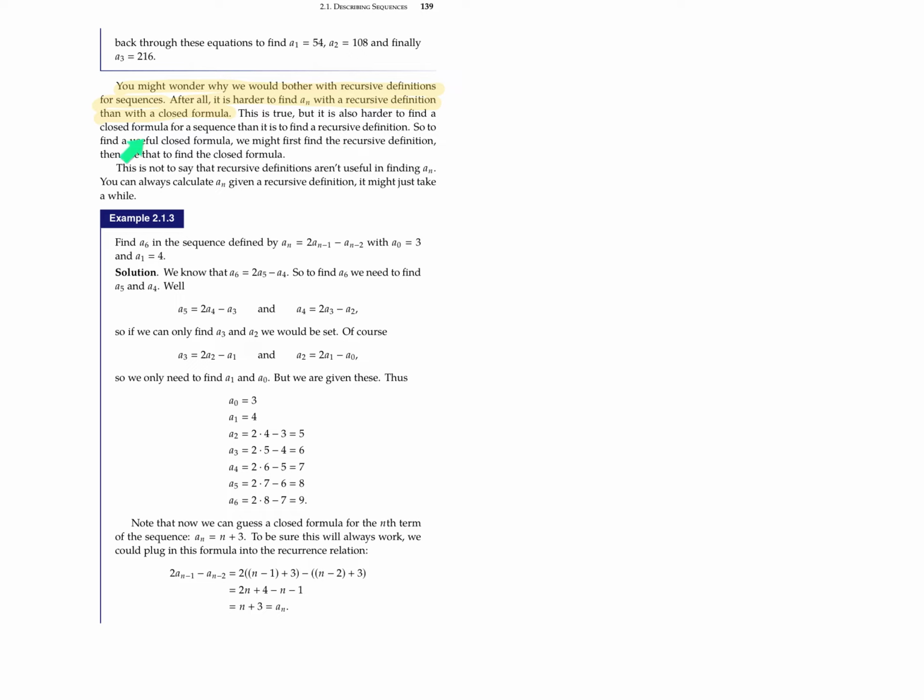So it's harder to find the closed formula for a sequence than it is to find the recursive definition. But the other way around is also hard. If you have something that is impossible to write as a closed definition, then that's why we default into recursion. So to get a useful closed formula, we might first find the recursive definition, then use that to find the closed formula.